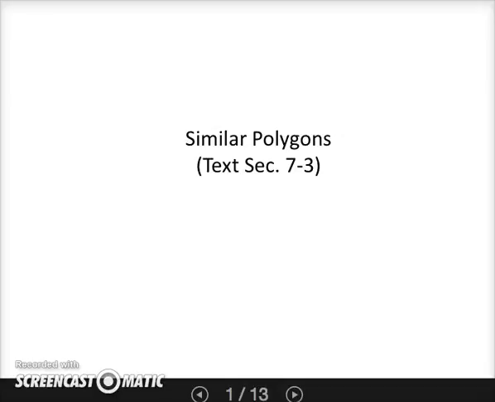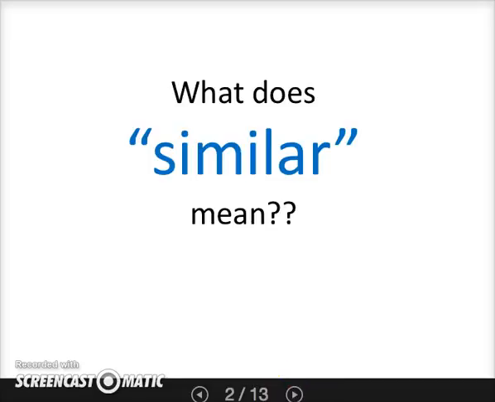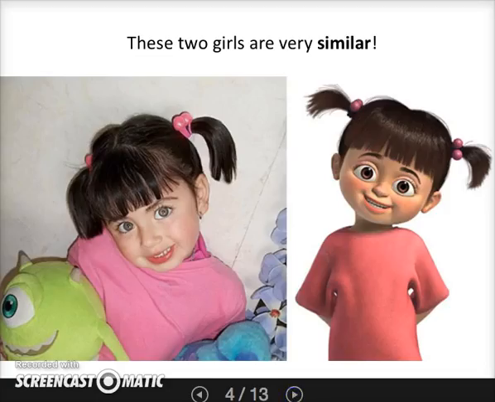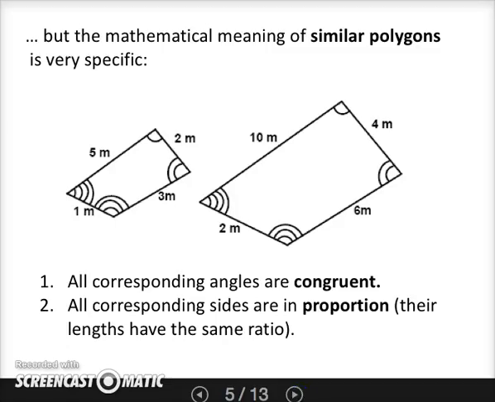This video is about similar polygons, and it's found in your text in section 7-3. What do we mean when we use the word similar in ordinary everyday speech? This boy's hair is similar to Ramen. These two girls are very similar. Well, in math, the meaning of the word similar, when used next to the word polygon, is very specific.